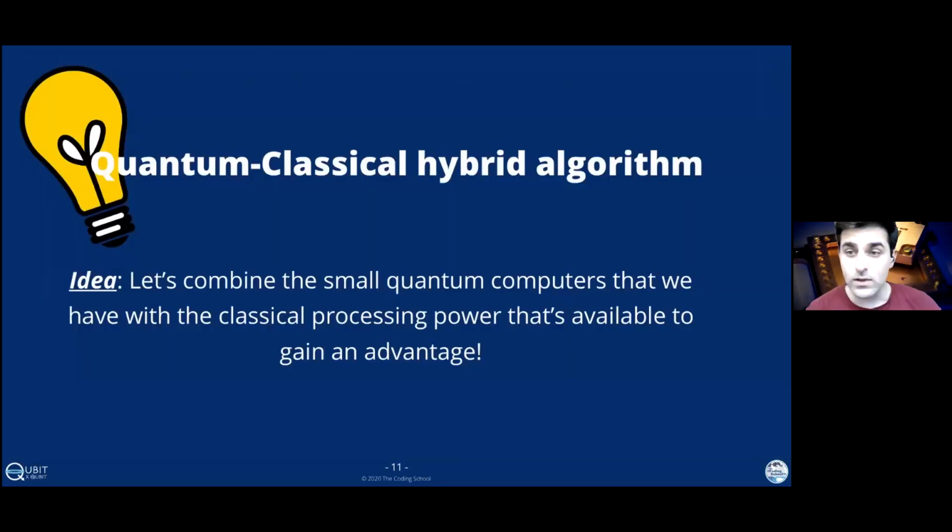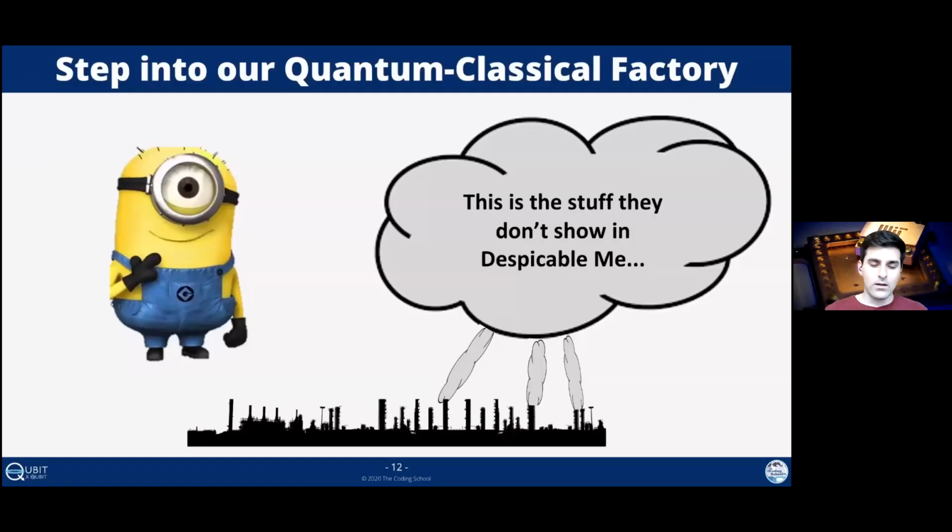Now, the idea here is that our quantum computers by themselves are not good enough because, again, we have a limited number of qubits and limited number of operations that we can execute. But what if we combine the power of these quantum circuits that we have with the classical computers that we already have available to achieve quantum advantage? So we want to combine the small quantum computers that we have available with the classical computers that are sitting around and see if we can do anything meaningful with them.